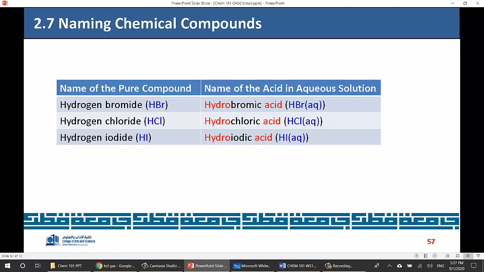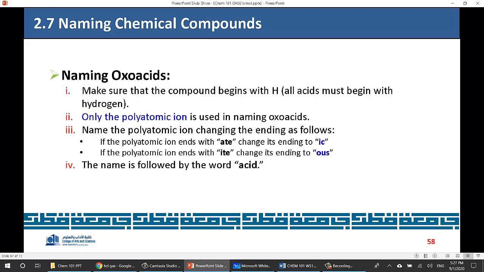Again, this slide shows you the name of the pure compound, in this case in the gas phase. So if HBr is in the gas phase or it's a pure compound, not mixed in water, it's called hydrogen bromide. But when it's in water, you call it hydrobromic acid. Same thing as HCl and HI.